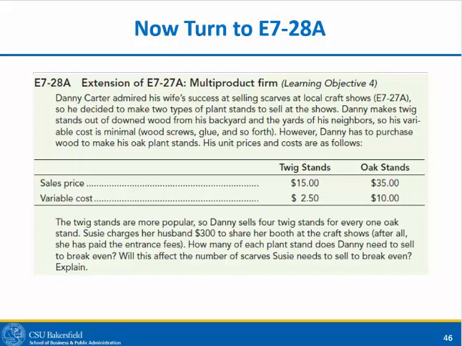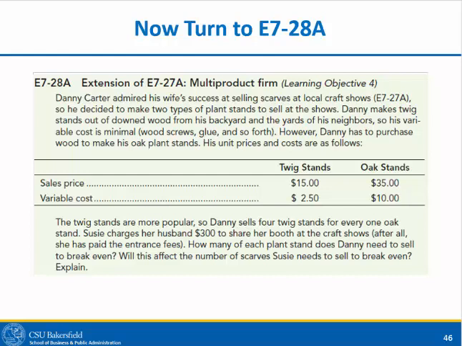So there are 2 different kinds of stands. One is twigger stands, one is oak stands, and the sales price is $15 and $35 each respectively, and the variable cost per unit is $2.50 and $10 respectively. The twigger stands are more popular, so Danny sells 4 twigger stands for every 1 oak stand. So you can see there is actually a sales ratio, which is 4:1.